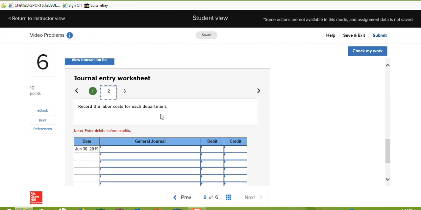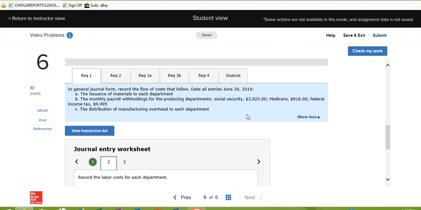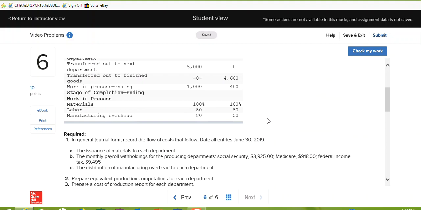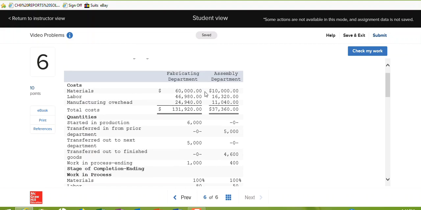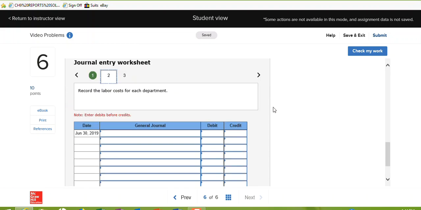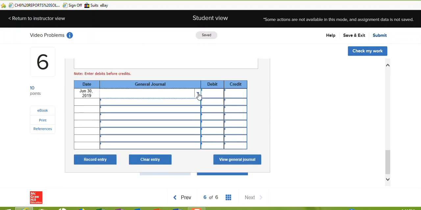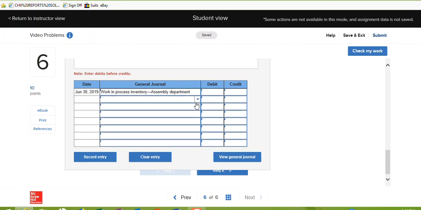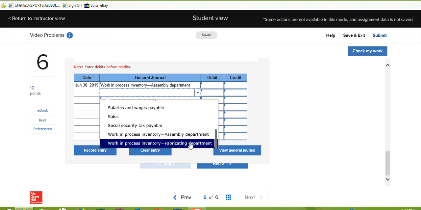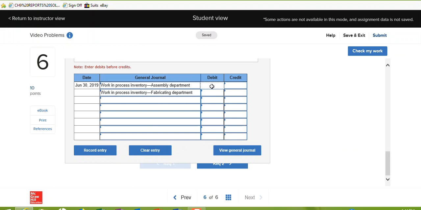Entry 2 says record the labor cost, and we're going to do that by department. So here's our labor cost for, let's see, the fabricating is $46,980. Assembly is $16,320. So let's start this entry. And when we do direct labor, that goes directly into work in process. And in this case, since we have 2 departments, we're going to split it up between work in process fabricating and work in process assembly. And those amounts were given.